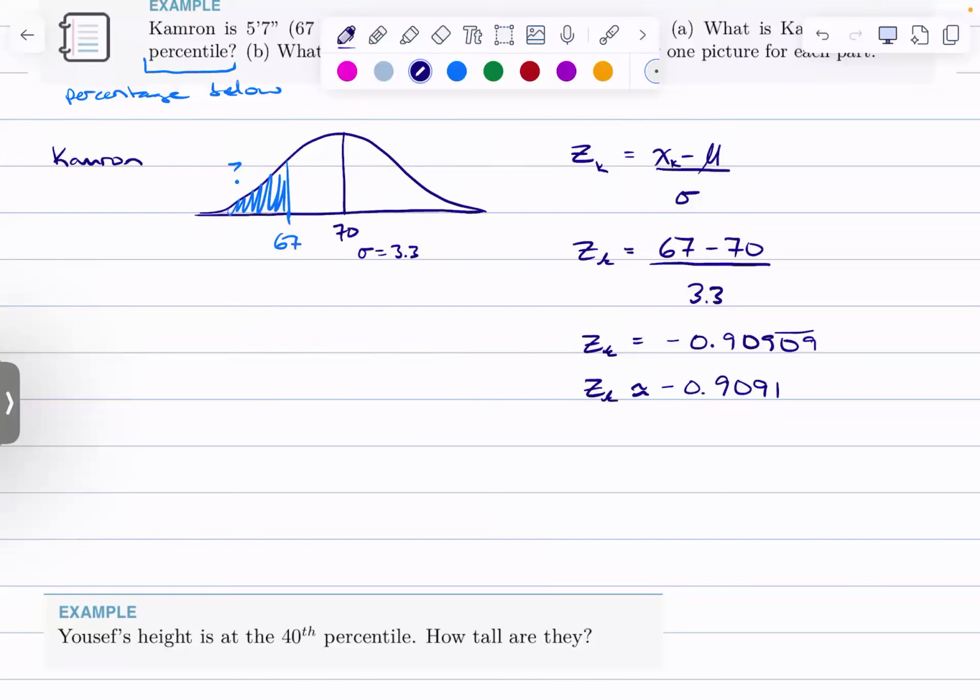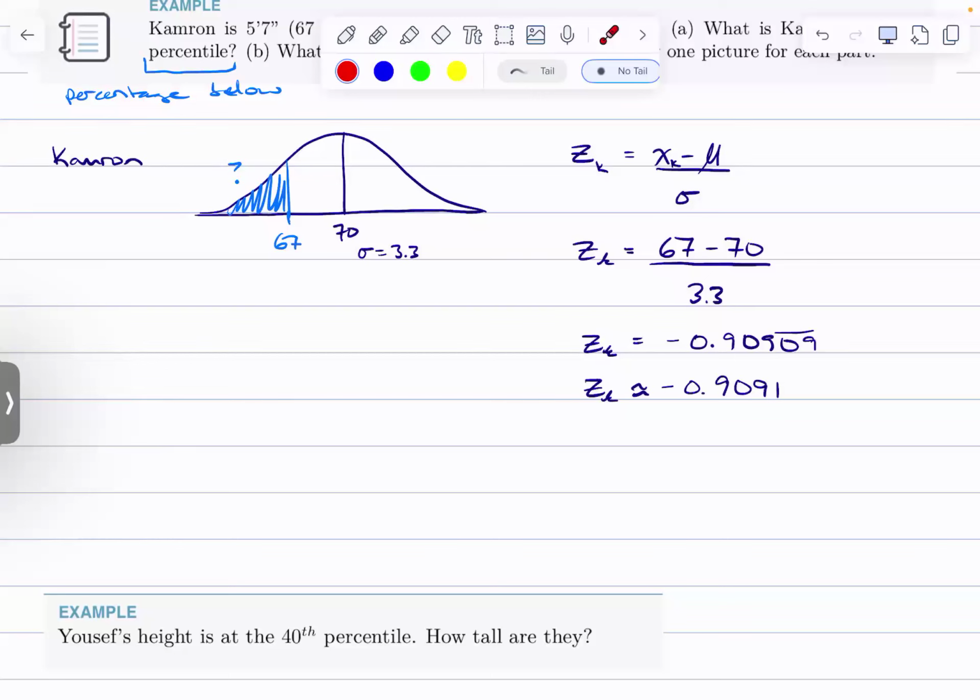So that means 67 inches, right? How do we read this? 67 inches is 0.9091 standard deviations below the mean. The negative just tells me that I'm on the lower side, below the mean. It's close to 1, right? And so we've got some options for finding this area under the curve.